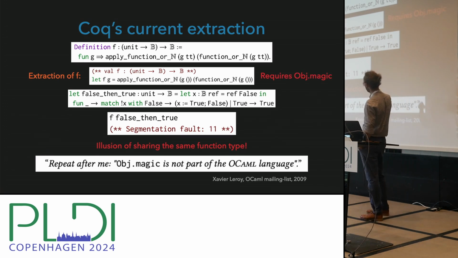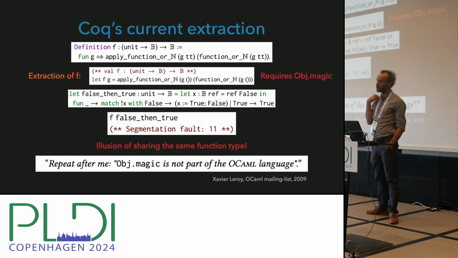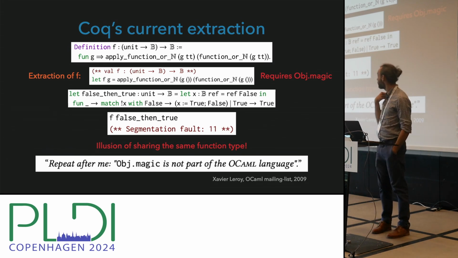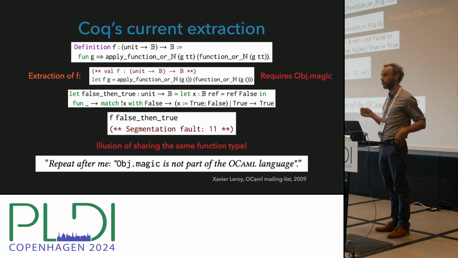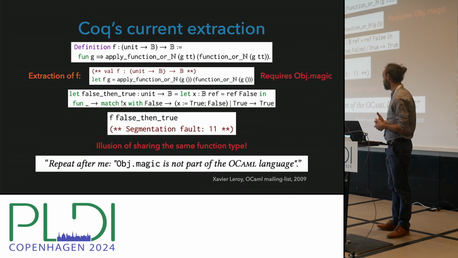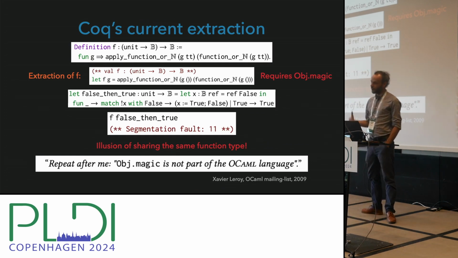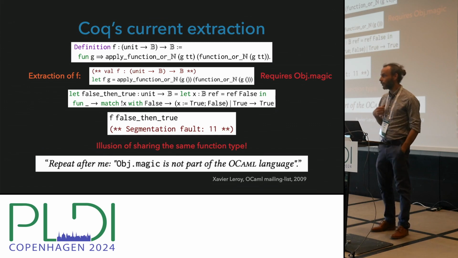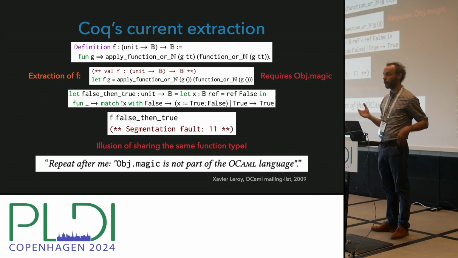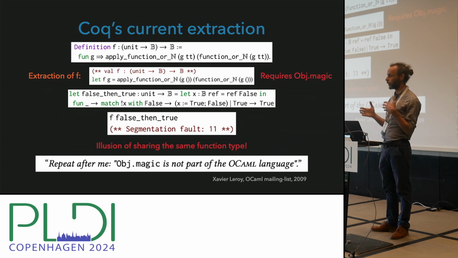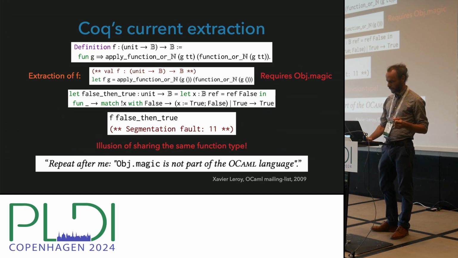Worse than that, I did not show you the implementation of this apply function, but it uses Obj.magic. So the extracted programs go outside the scope of the OCaml type system, so we have to resort to a pretty bad construct of the OCaml language, which is actually not part of the OCaml language according to Xavier Leroy, this Obj.magic function which allows you to cast from any type to any other.